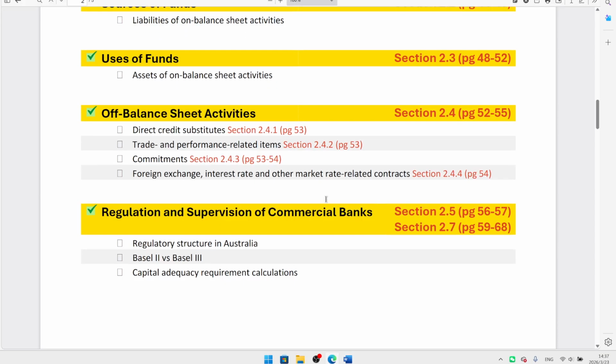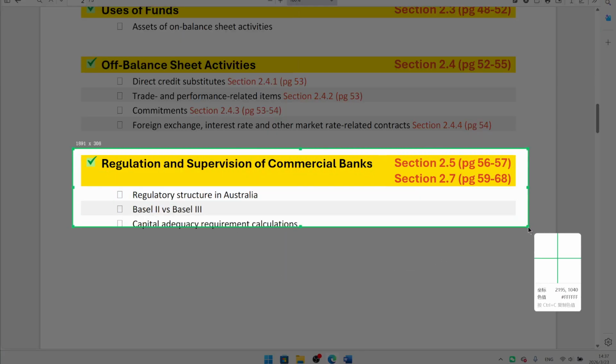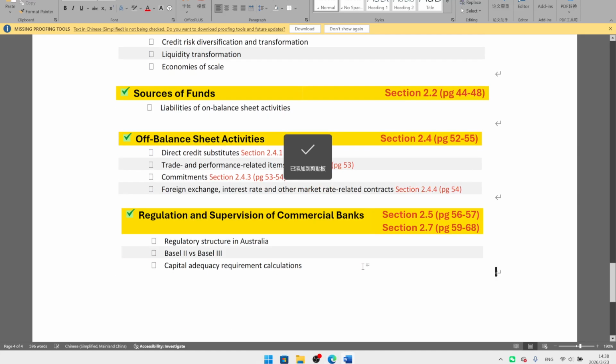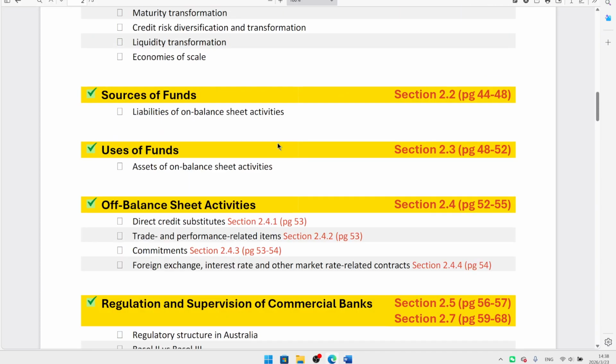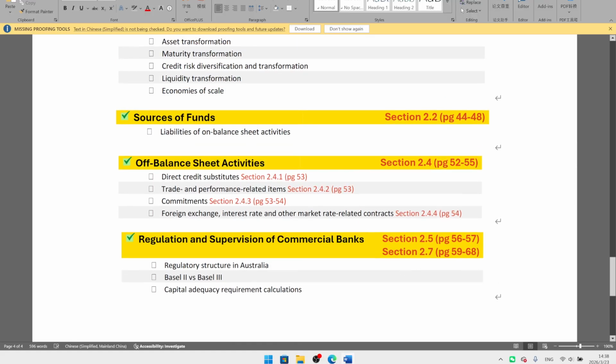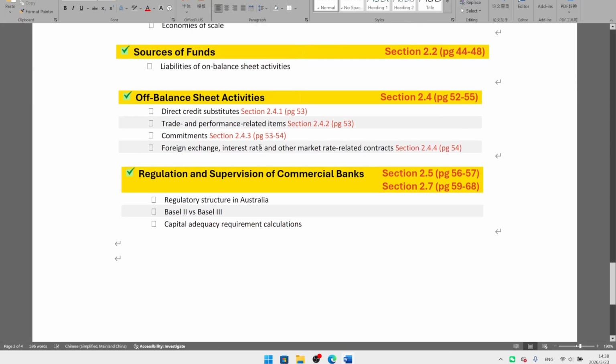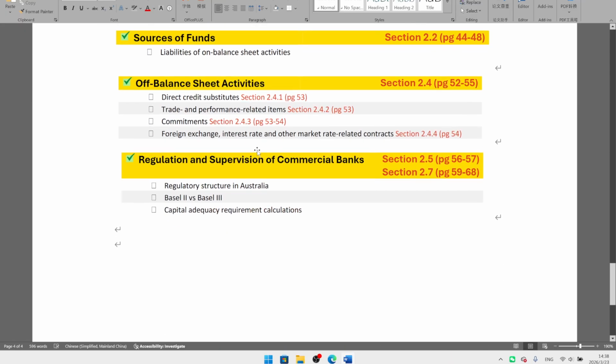Then there is regulation and supervision of commercial banks, the regulatory structure in Australia, Basel 2 and Basel 3. In this section we need to know the calculation of Basel 2 and Basel 3 and the capital adequacy requirement calculation. Chapter 2, in week 2, is a little bit difficult and challenging because it contains some calculations.